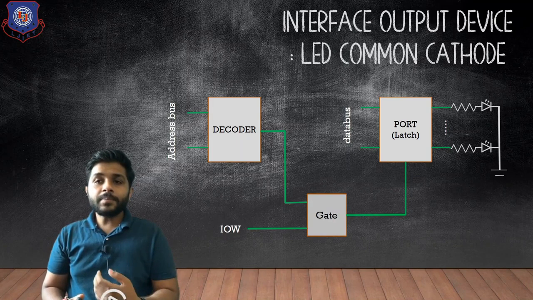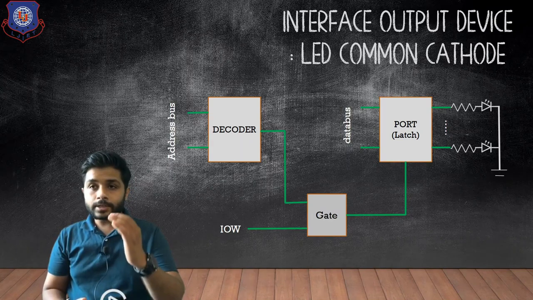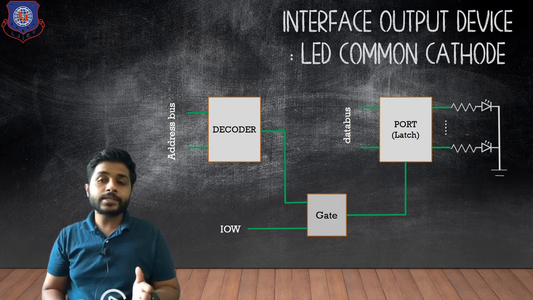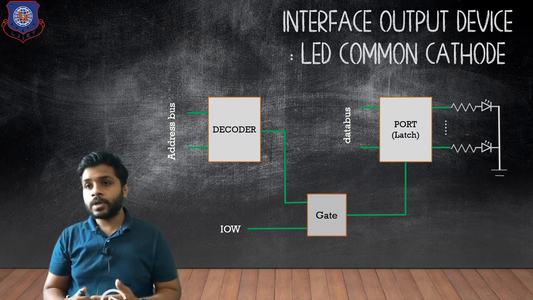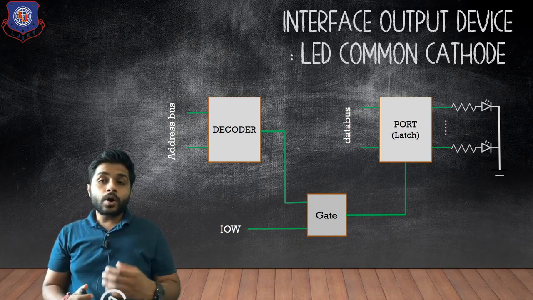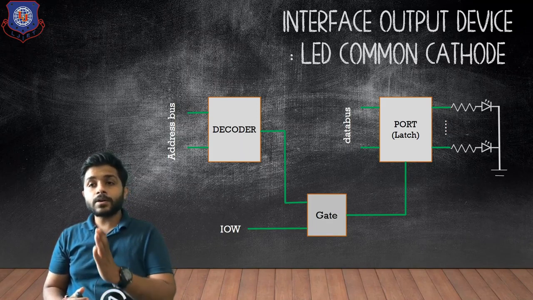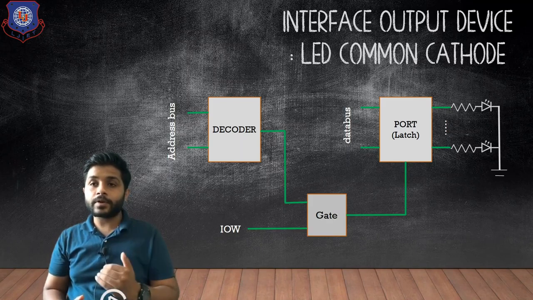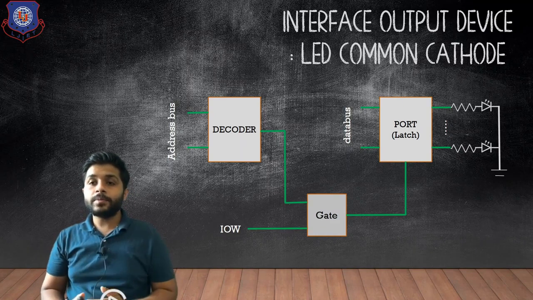Now LEDs can be connected in two ways. You can connect all the LEDs using the common cathode configuration, or you can connect all the LEDs using the common anode configuration. Now, what is the difference between the common cathode and the common anode configuration? You can see that in this figure, all the LEDs are connected in common cathode configuration. It means the cathode part of the LED is common and the anode part of the LED is different. So whenever we are sending any data to the port, all the LEDs will glow.